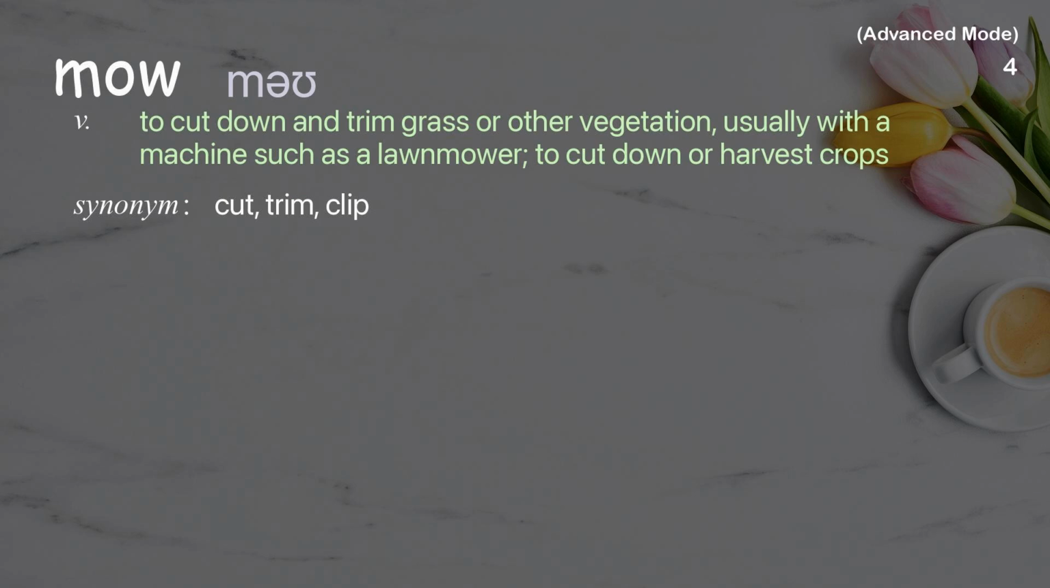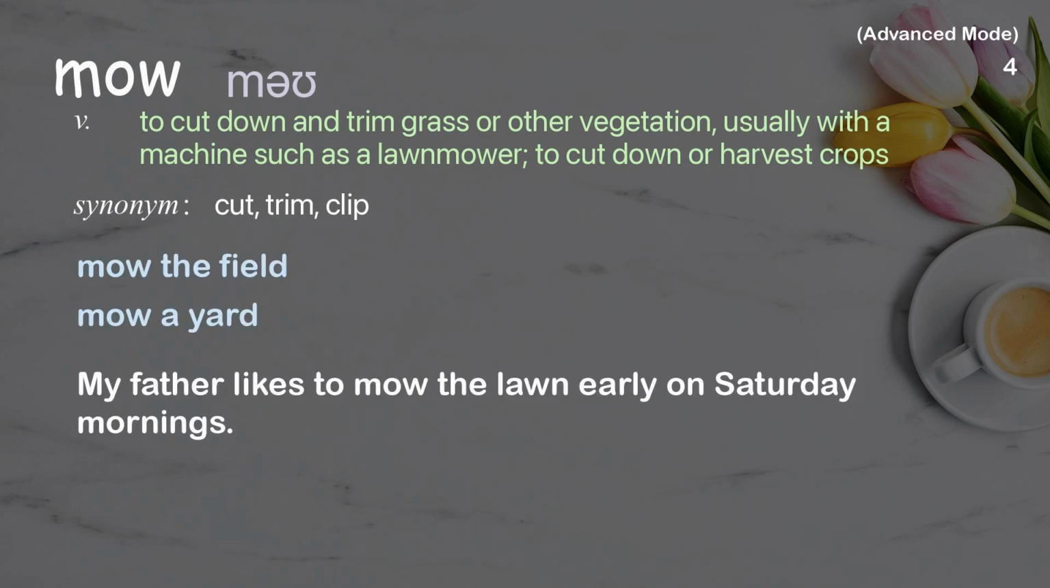Mow. To cut down and trim grass or other vegetation, usually with a machine such as a lawnmower, to cut down or harvest crops. Examples: Mow the field. Mow a yard. My father likes to mow the lawn early on Saturday mornings.